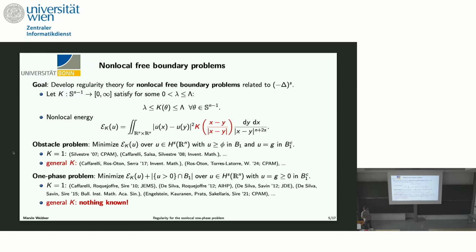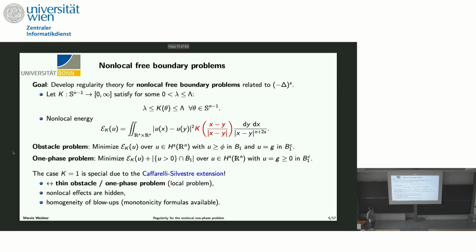And as I said before, in the case that K is equal to 1, when this is just the fractional Laplacian, the H^s semi-norm, then many results are known. For example, the optimal regularity of the solutions is known. Also, flatness implies C^{1,alpha} theory has been known. Also, higher regularity of the free boundary near regular points. There are many papers that I listed, by far not all of them in this area. But nothing is known when K is not equal to 1.